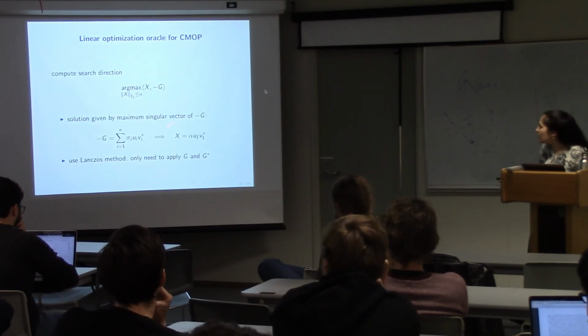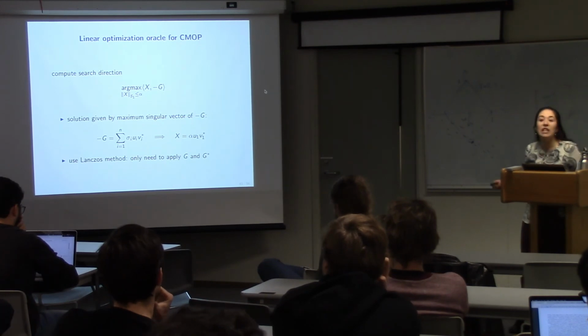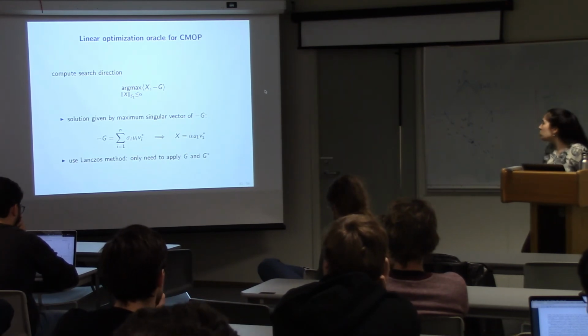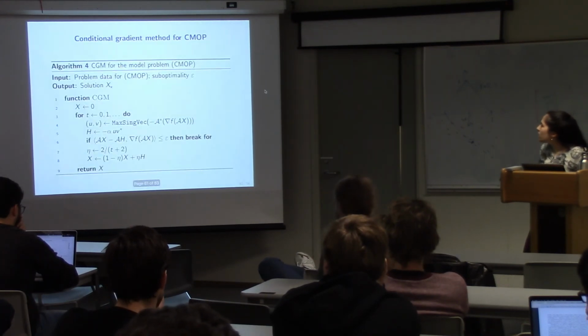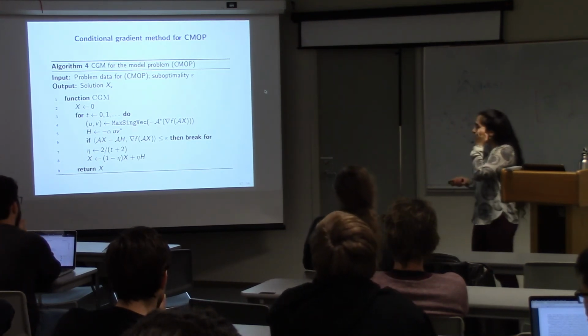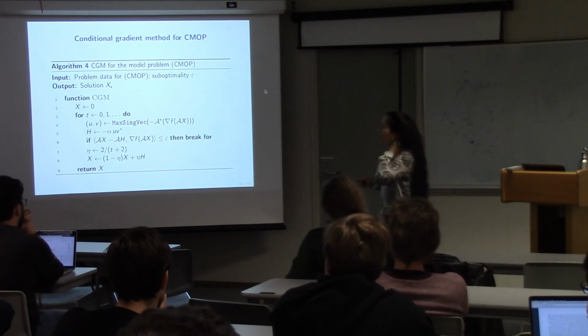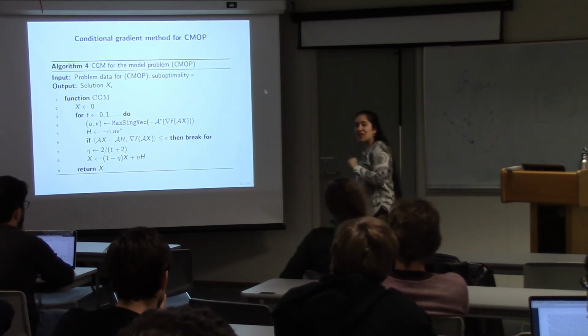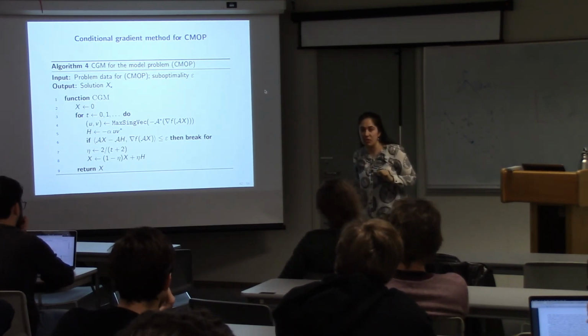So it's given by the maximum singular vector of negative g. So it's easy to use the conditional gradient method. It's a fine idea. So this gives you the conditional gradient method for this problem, and this was already known. Our goal is to take this conditional gradient method and do it with optimal storage.